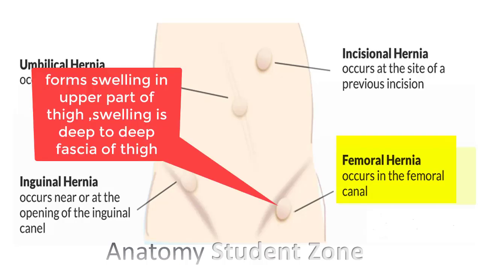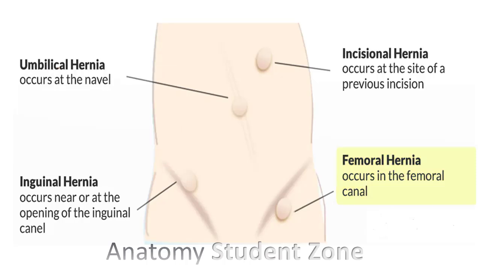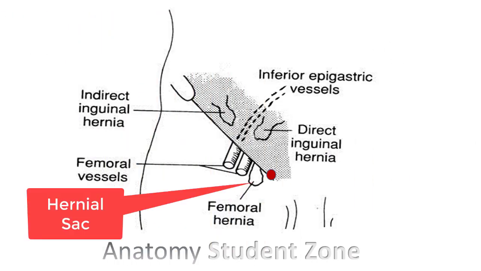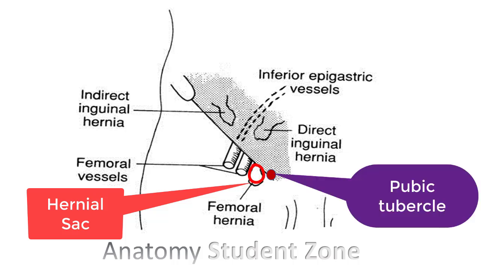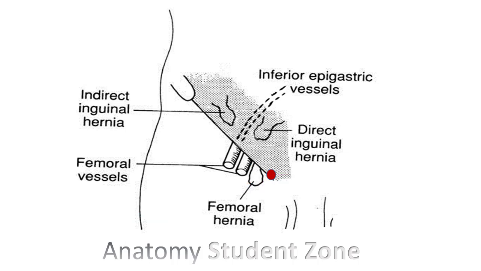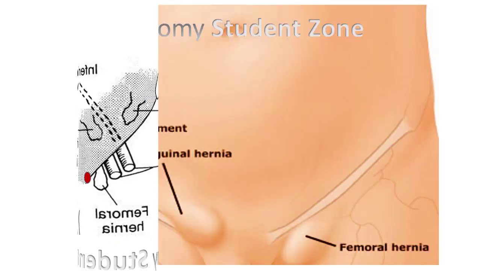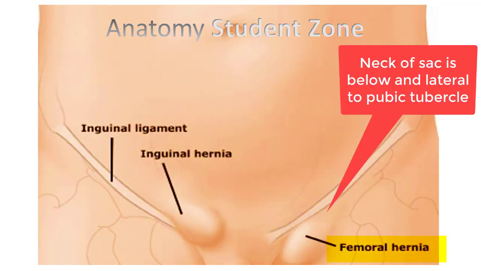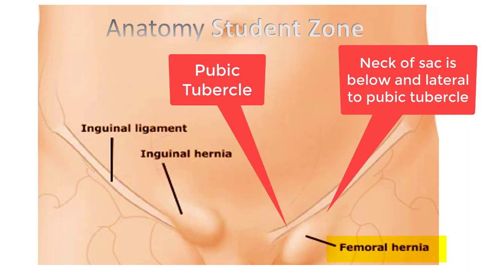of the thigh, and this swelling is deep to the deep fascia. If further expansion occurs, the hernial sac will move upward, because I told you the lower end of the femoral canal is closed and it can't escape through the lower part. So the hernia turns upward and crosses the anterior surface of the inguinal ligament, and therefore in a femoral hernia the neck of the sac lies below and lateral to the pubic tubercle. This point is very, very important.